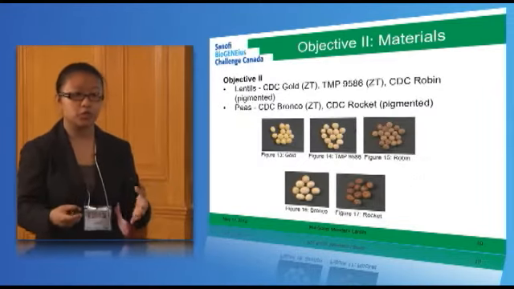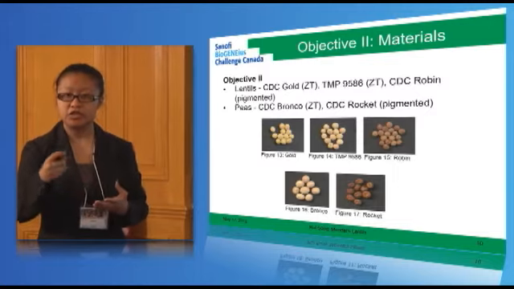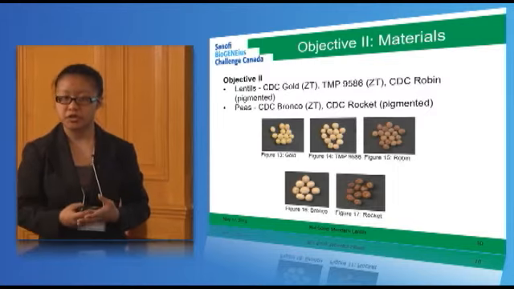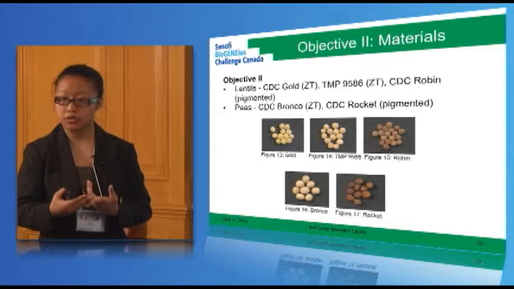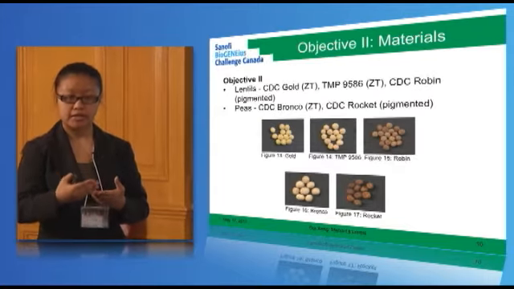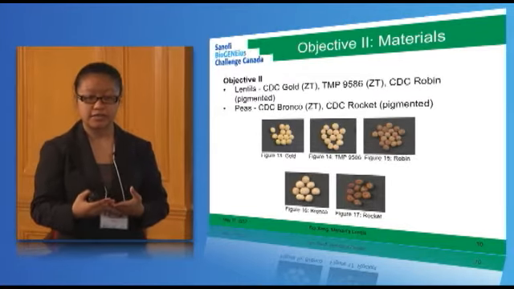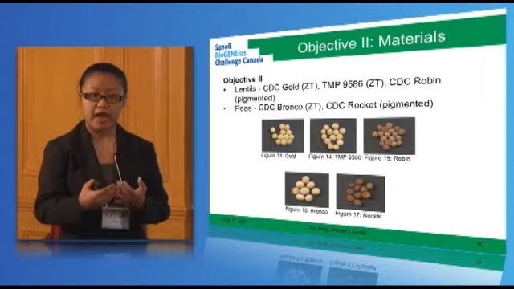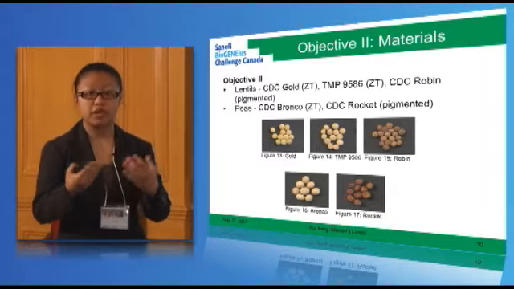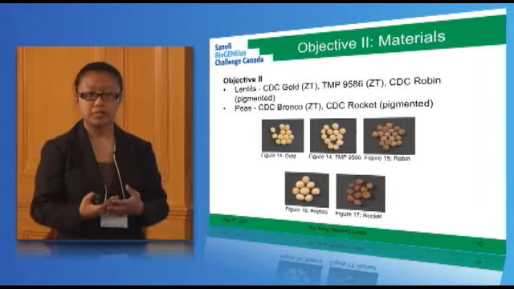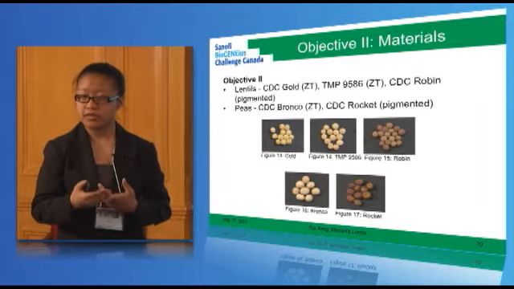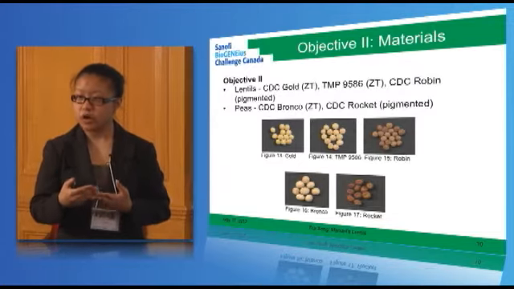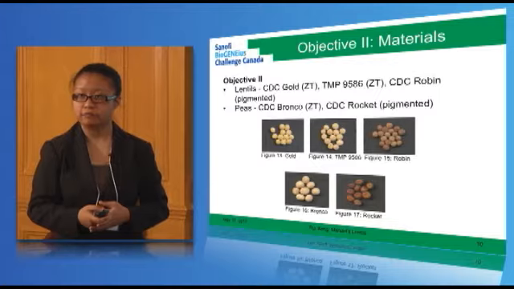So moving on to objective 2. The genotypes used for the gene expression studies were the lentils CDC Gold, ZT, TMP 9586, ZT, and CDC Robin, which is a pigmented line, as well as the Ps CDC Bronco, ZT, and CDC Rocket, a pigmented line.